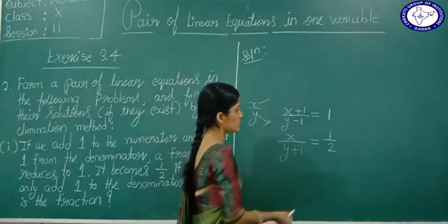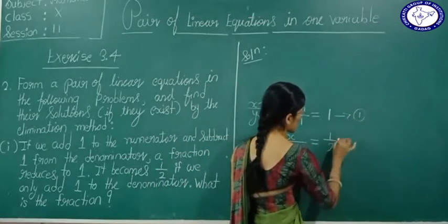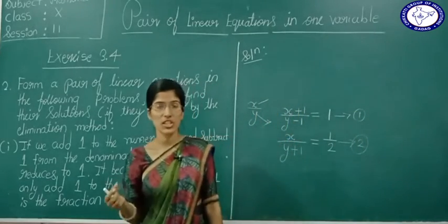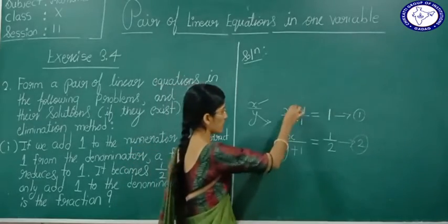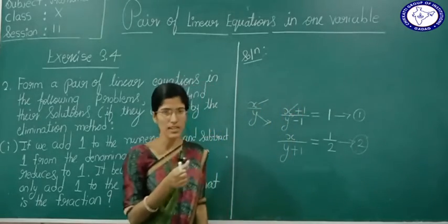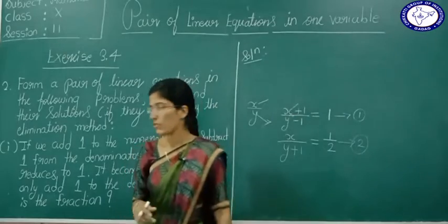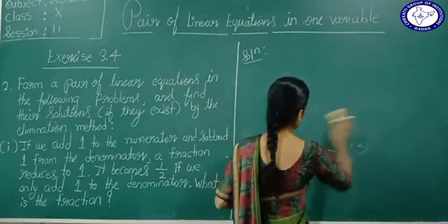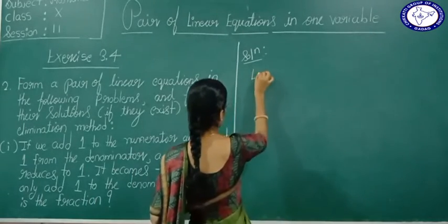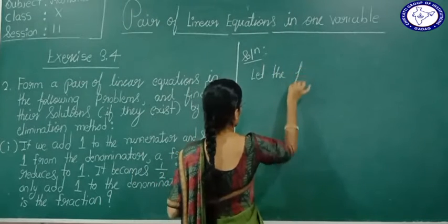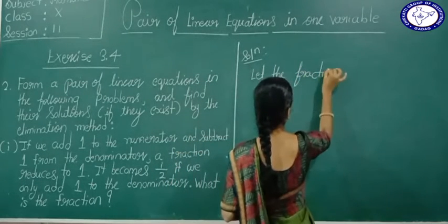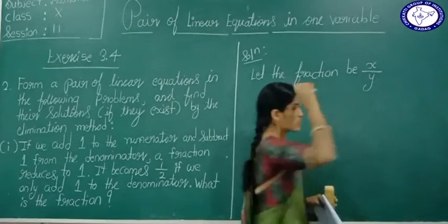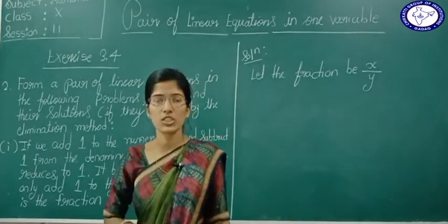See here, we got two equations. Here we have to find out what fraction that is. We have to find out the values of x and y here. Now we will write this problem step by step. Let the fraction be x by y. We don't know the fraction. They told us to find out the fraction. They have given some conditions.